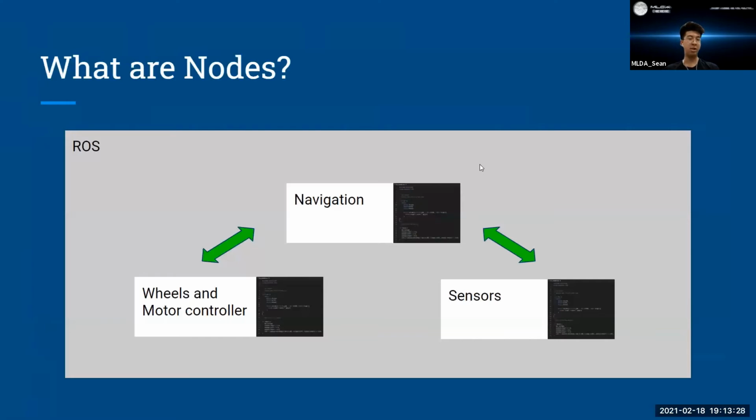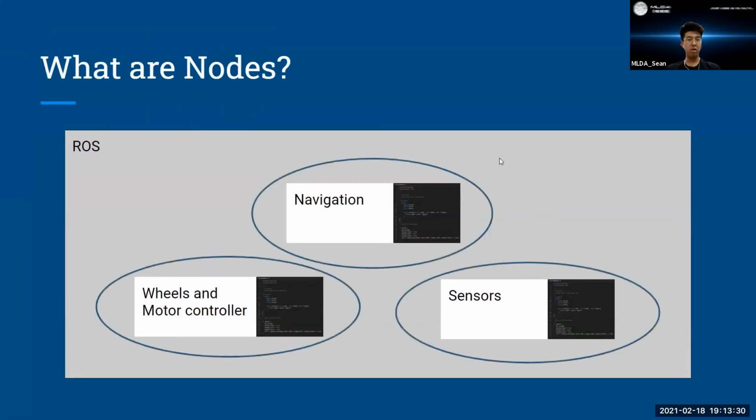Okay, so what are nodes? Well, these are the nodes. A node is basically, in essence, each component of your code. Each component of the overall system can form a node, and each node can do specific things.